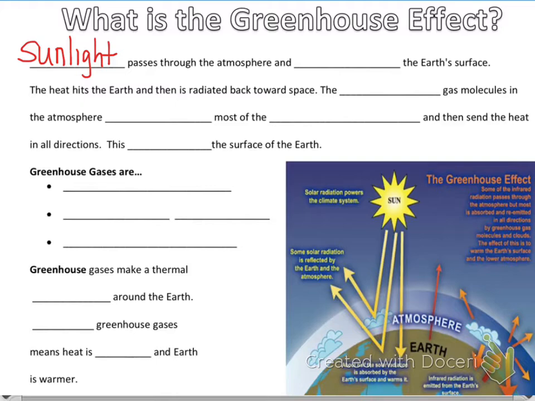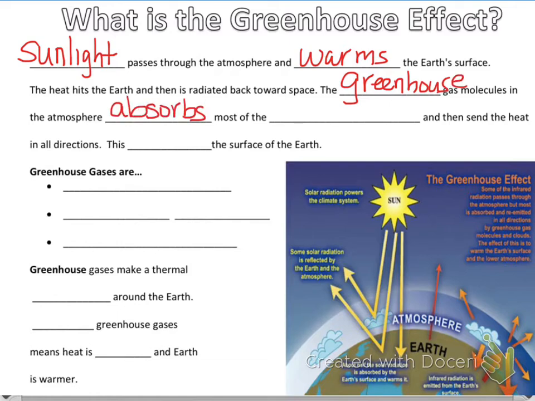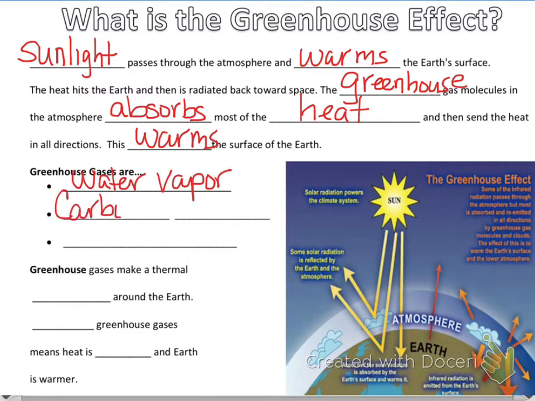What that is, is when sunlight passes through the atmosphere and warms the Earth's surface. The heat hits the Earth and then radiates back towards space. The greenhouse gas molecules in the atmosphere absorb most of the heat and then send the heat in all directions. This warms the surface of the Earth. There's 3 types of gases that we talk about when we talk about greenhouse gases: water vapor, carbon dioxide, and methane.